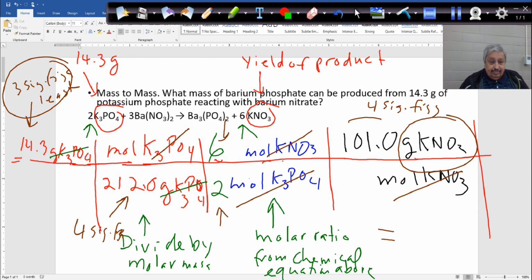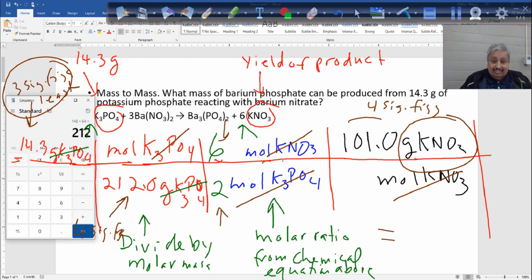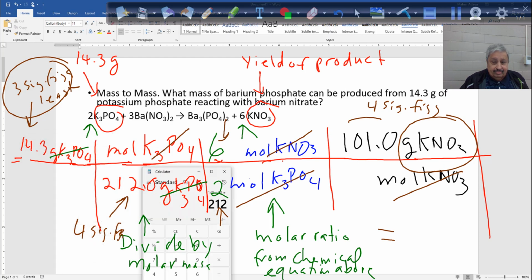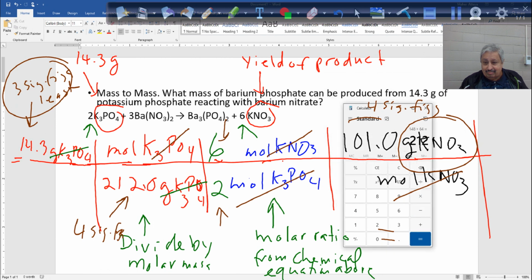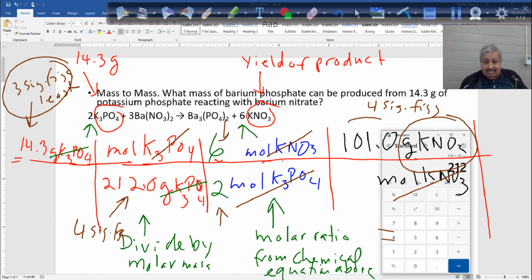So now, let's do it together. We don't have Avogadro's number to worry about. So I'll take 14.3, multiply it by 6, multiply it by 101, divided by 212, divided by 2. So let's do it together. Somebody has it? Somebody has this? No? Okay, let's do it together then. Okay, guys, let's do it here so I can see it much better.